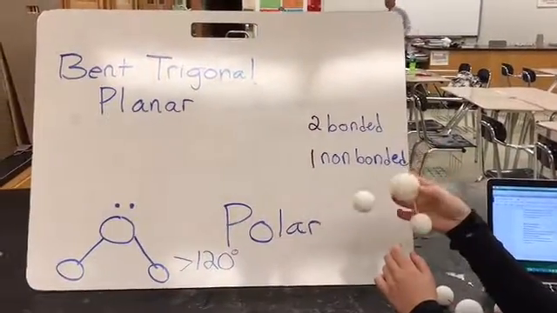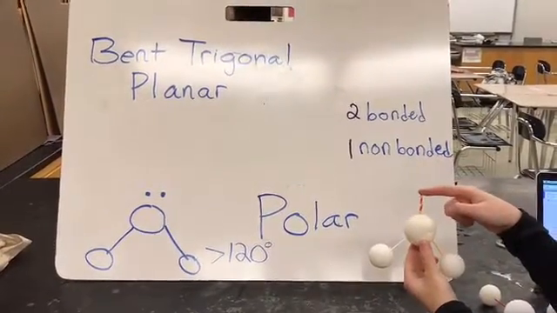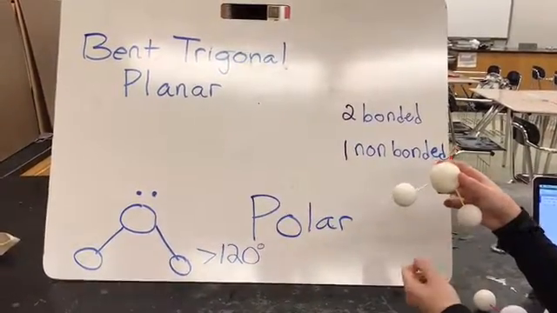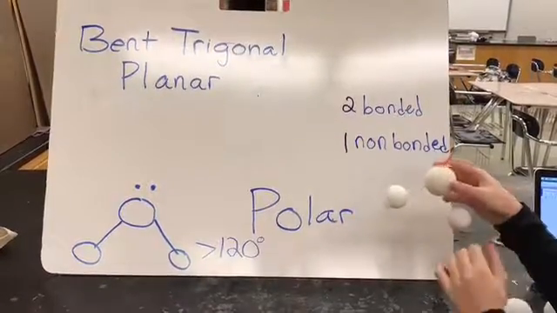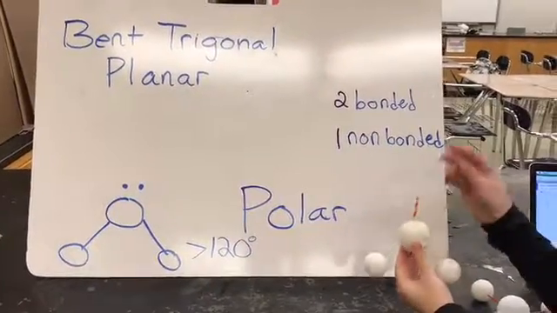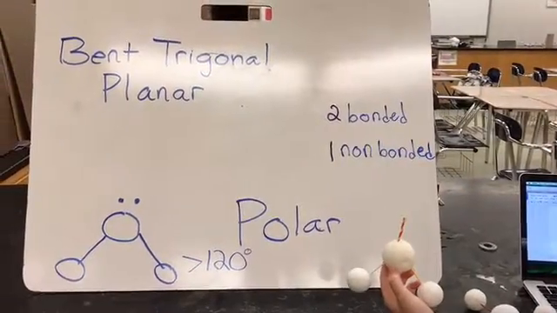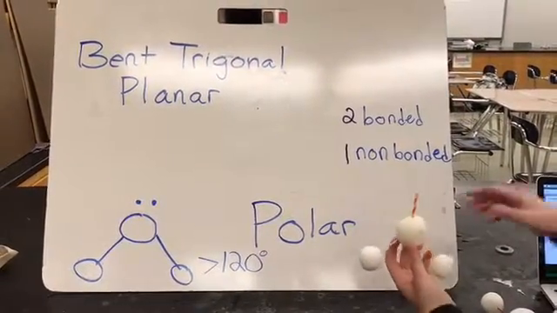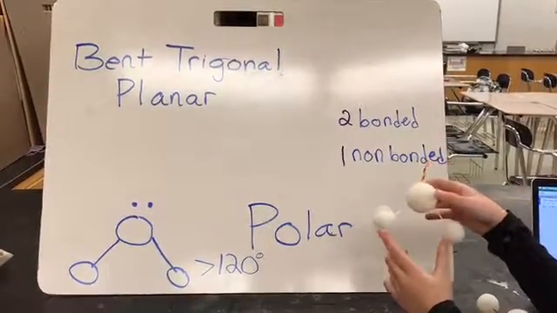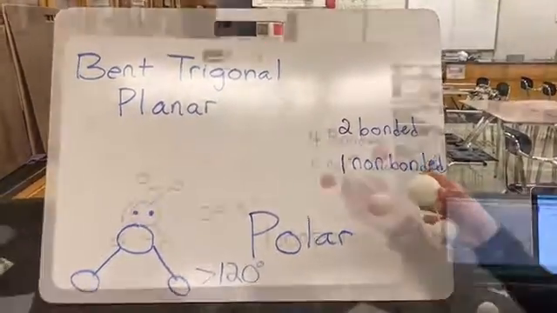Okay, so this one is a bent trigonal planar. It has 2 bonded electrons and 1 non-bonded. The bond angles are less than 120 degrees because the unshared electron is repelling more. The shape is a bent triangle because the unshared causes the triangle to be bent, and it is on a single plane. And it is polar because the two bonded electrons would meet at the bottom, and the unbonded electron doesn't affect the polarity.